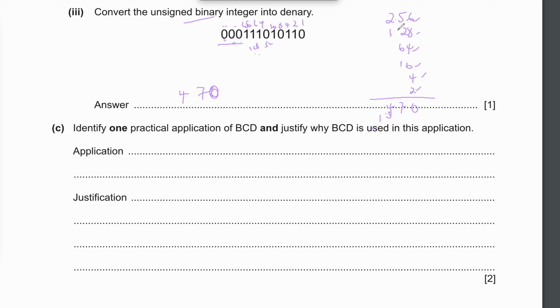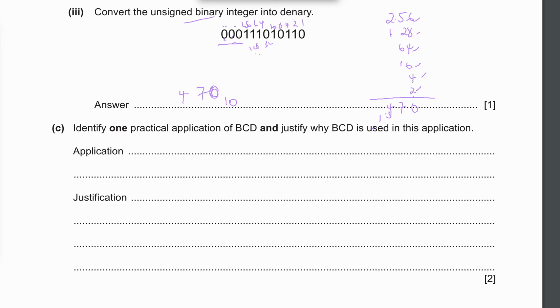1 times 128, that's 128. 1 times 64, that's 64. 0 times 32, that's 0. 1 times 16, that's 16. 1 times 4, that's 4. 1 times 2, that's 2. You add those numbers together, then you get your number in its denary state. That's going to be coming through as base 10. It's 470 base 10.